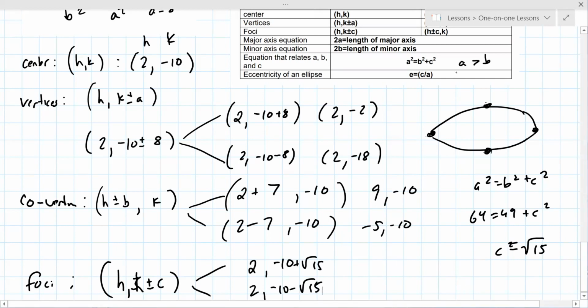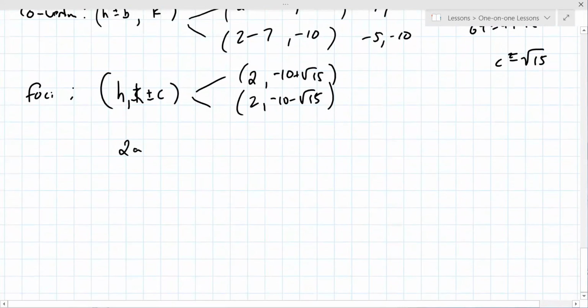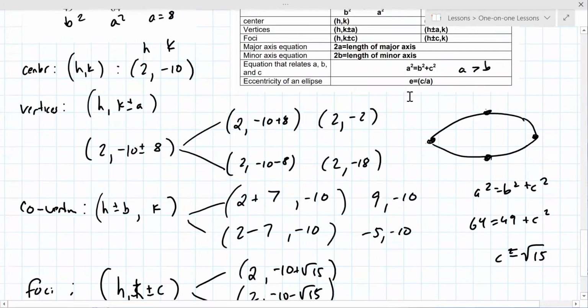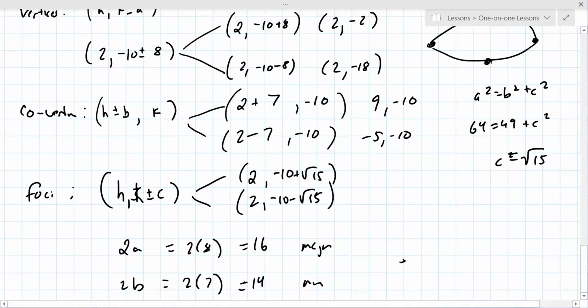All right, so that's it for that. What's the next one? Length of major and minor axes. Okay, so that's 2A and 2B. And 2A, we said A is 8, so that's 2 times 8. 2B, that's 2 times 7. So we got 16 and 14. So that's the major, that's the minor. And eccentricity, the eccentricity is C divided by A. E equals C divided by A. C is the square root of 15 over 8.